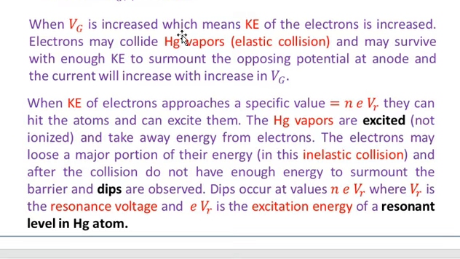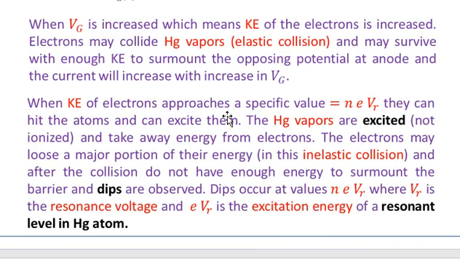When Vg is increased, which means the kinetic energy of the electron is increased, electrons may collide with mercury vapors through elastic collision and may survive with enough kinetic energy to surmount the opposing potential at the anode, and the current will increase with the increase in the value of Vg. That is the grid voltage.